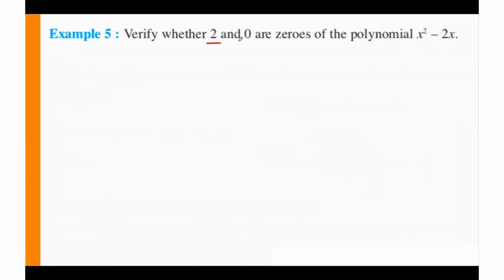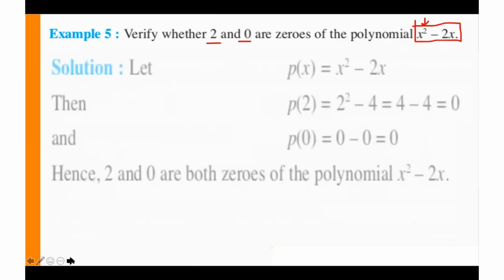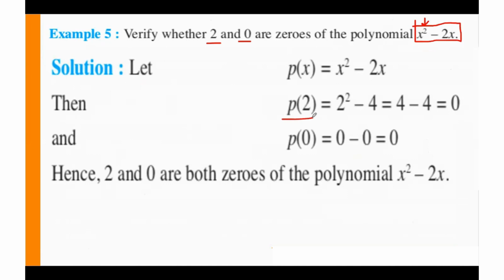Verify whether 2 and 0 are the zeros of this polynomial. Now this is a quadratic polynomial because the highest power with x is 2. So let's find out. We are going to put 2 in place of x and then we will put 0 in place of x. What happens when I put 2 in place of x? So let's find p of 2. It becomes 2 squared minus 2 into 2. 2 squared is 4, and 2 into 2 is also 4. So 4 minus 4 gave us 0. So yes, 2 is the 0 of this polynomial because I got the answer 0.